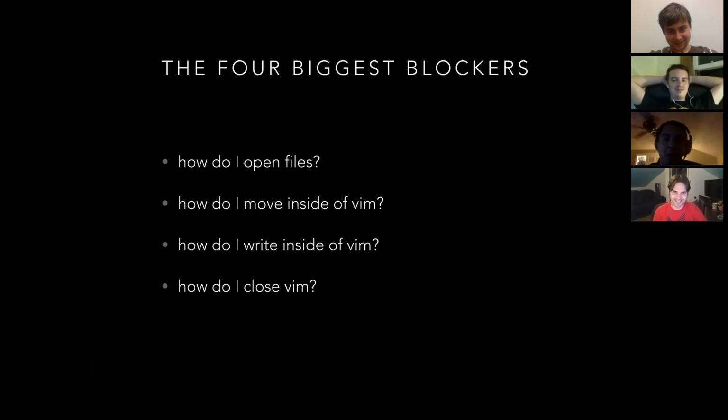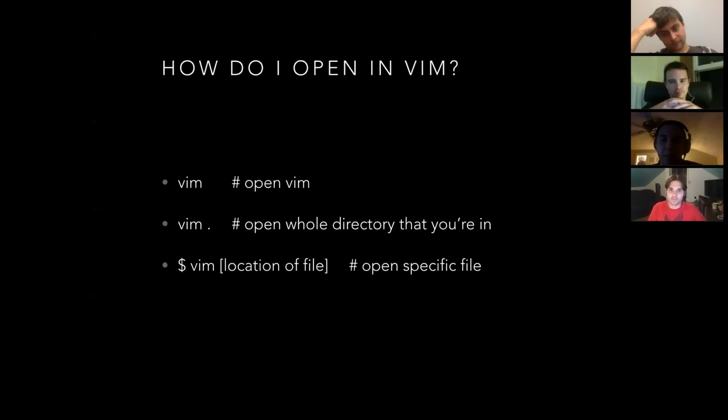So the four biggest blockers, which I found a lot of guides which were great, but nobody really talks about just the super, super basic stuff. Everyone kind of glosses over it. So how do I open files? How do I move inside of Vim? How do I write inside of Vim? And how do I close Vim? Which are things you really take for granted because they are so simple with other editors like Sublime and Atom. And you just open Vim by typing vim.